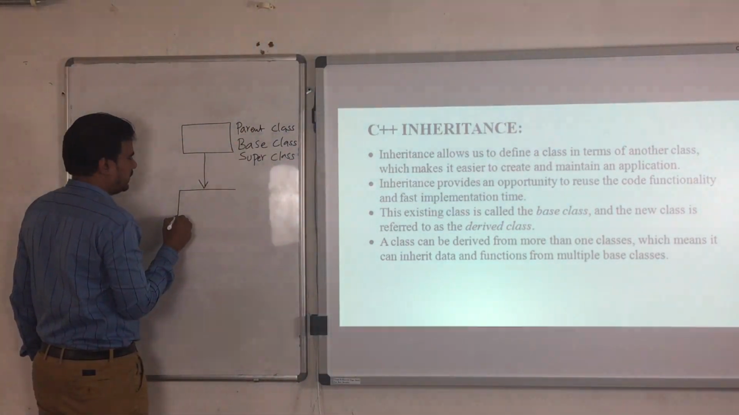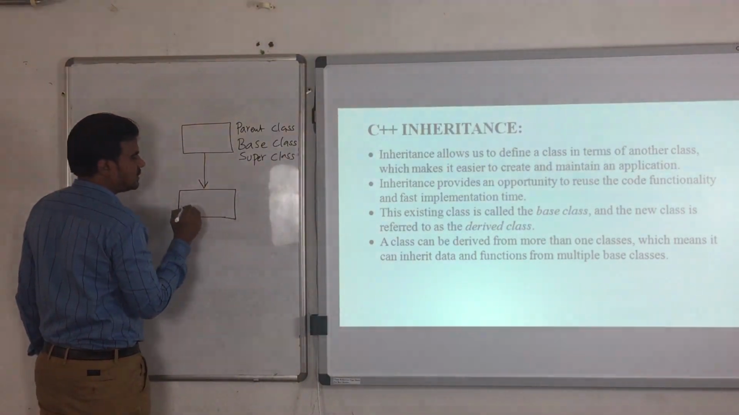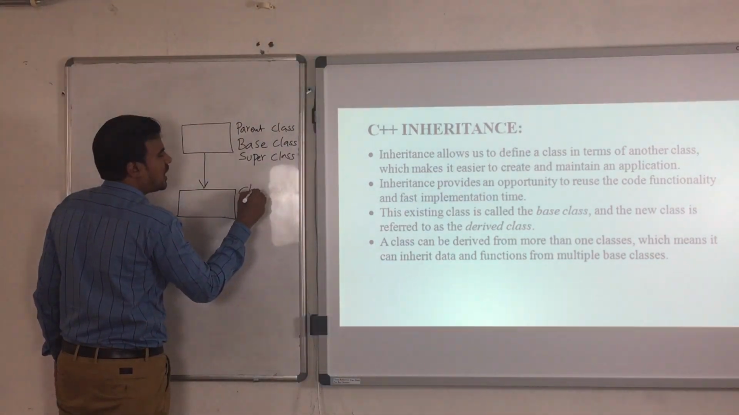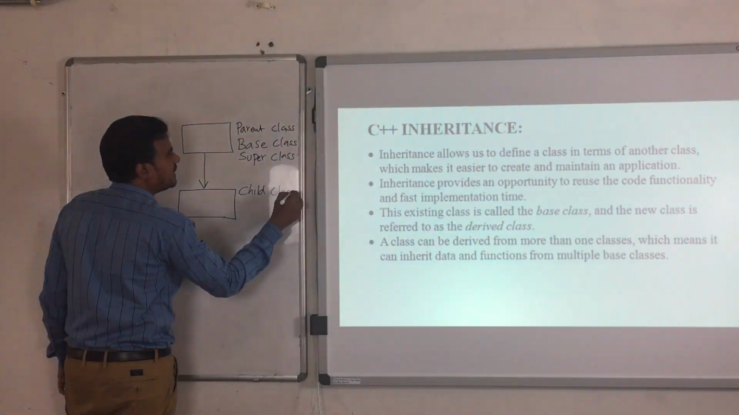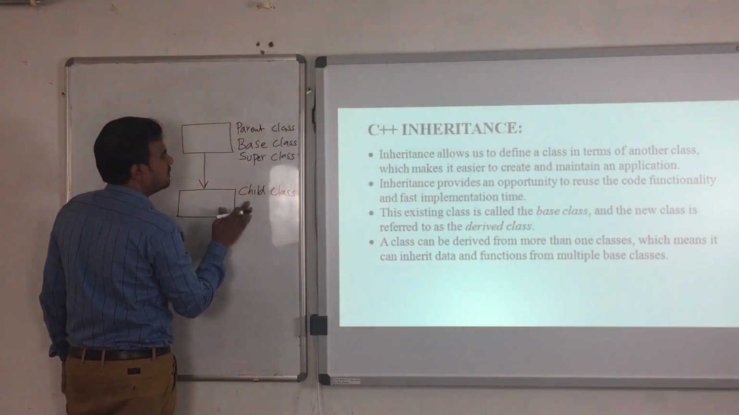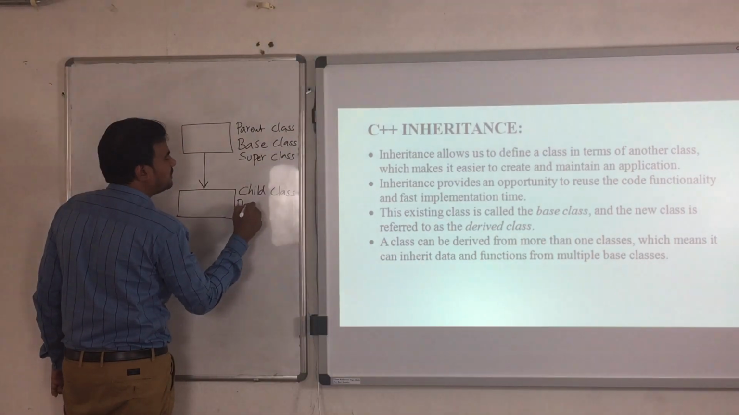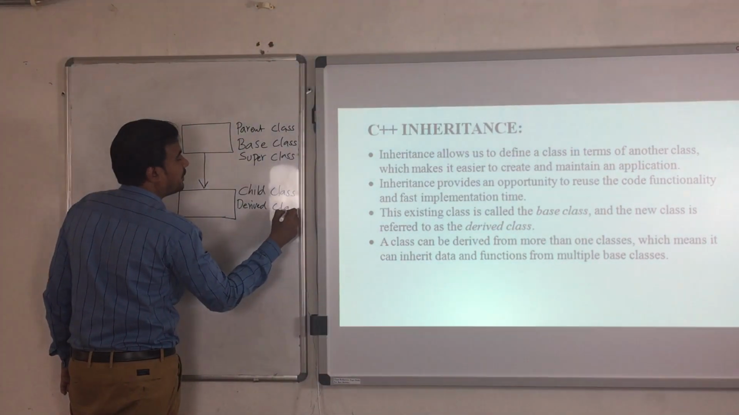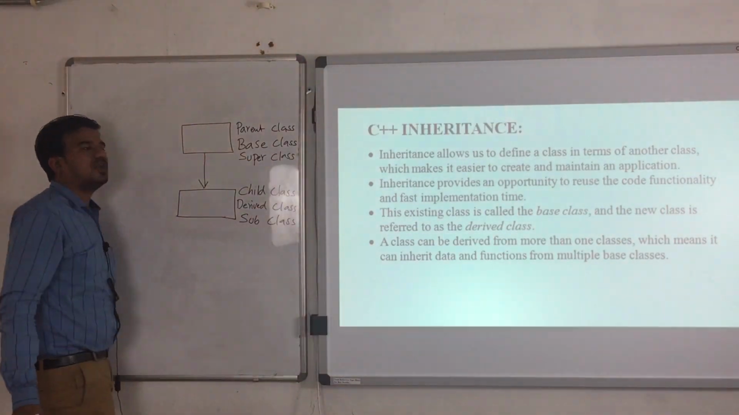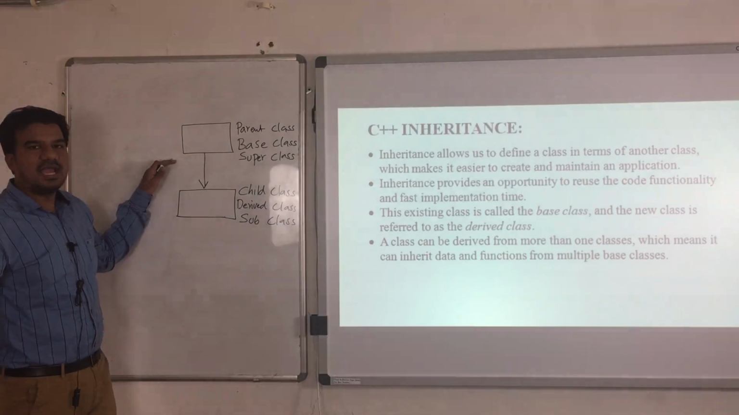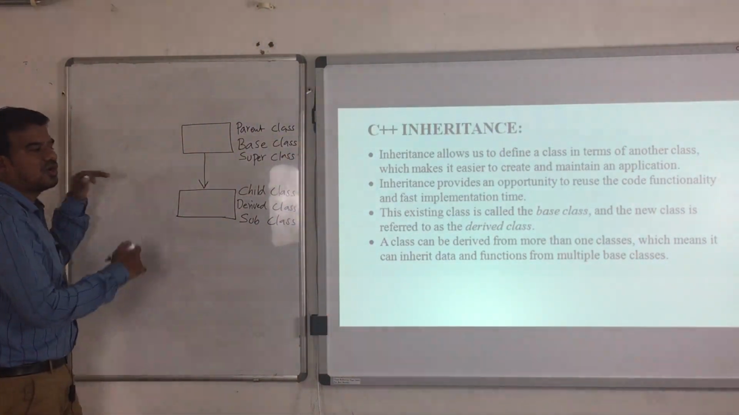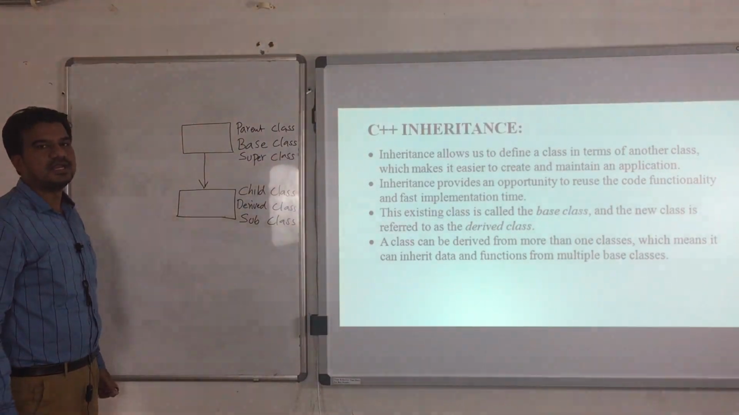Then if you derive a new class from this already existing class, we call this second class the child class, derived class or subclass. So like this we call them. We are already having something and deriving something new from the already existing thing. This particular concept we call inheritance.